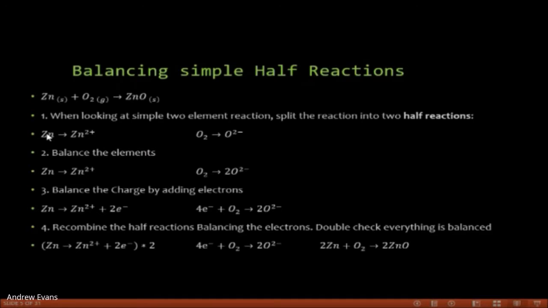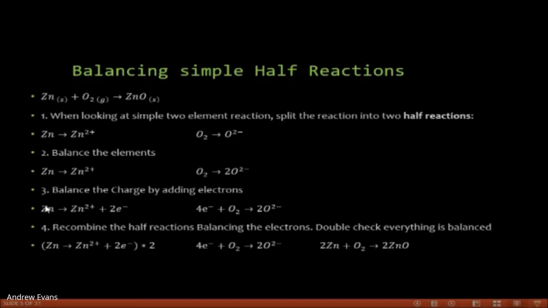So zinc goes from Zn to Zn2+, and oxygen goes to O2-. The first step we're always going to do is balance the elements. Then we're going to add charges to balance the charge. What you want to see is the same charge on the left as on the right. For the zinc, you see 0 on the left, 2+ on the right.